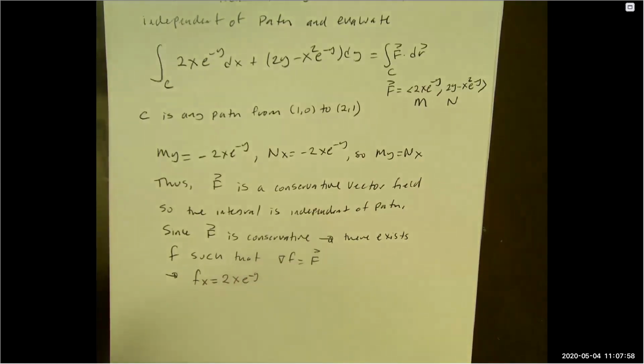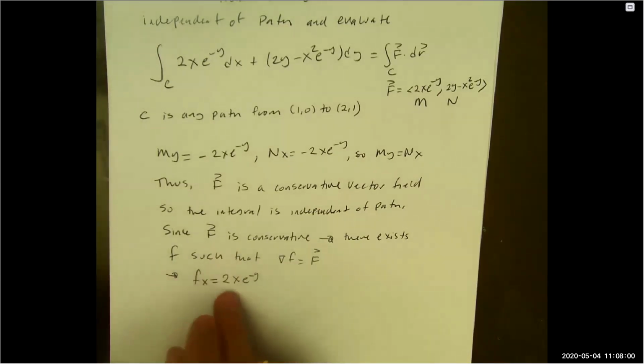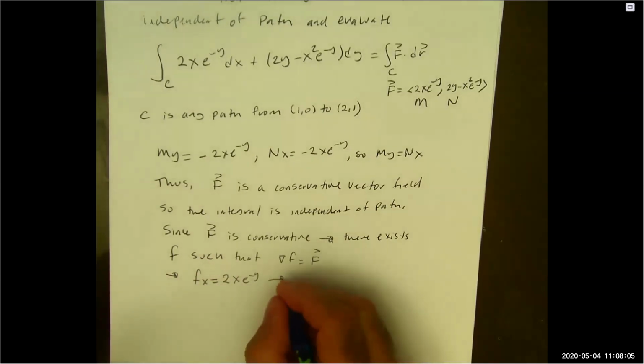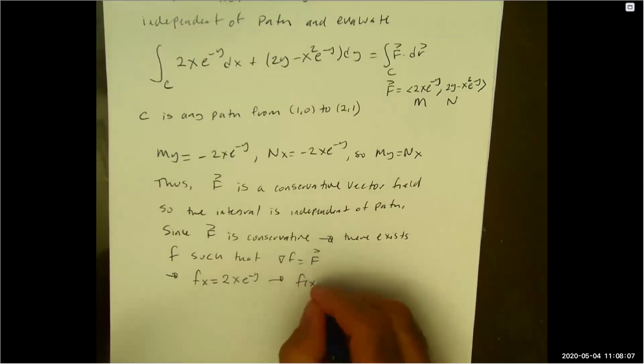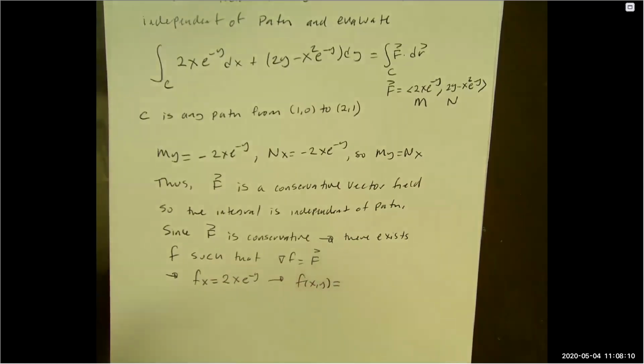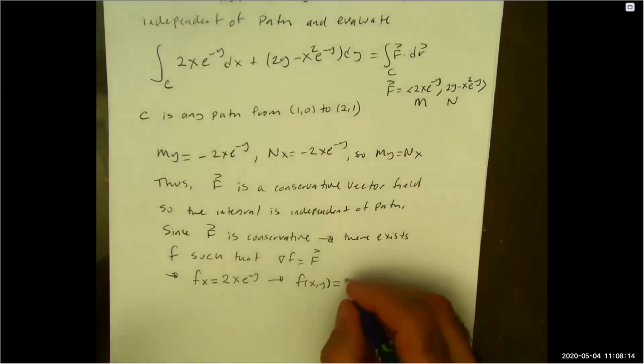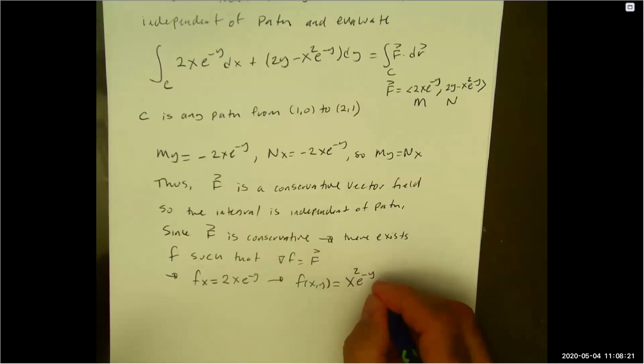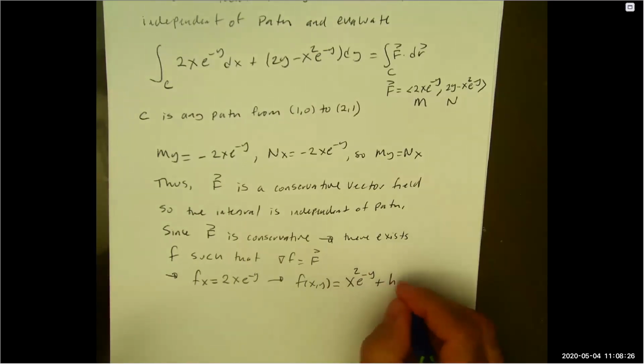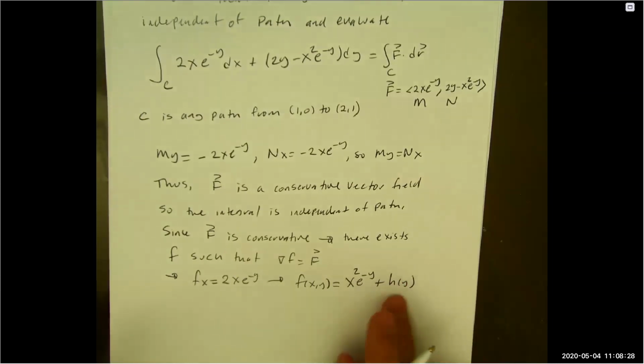And so to find f, we just need to integrate this. We're going to integrate with respect to x. So when we integrate with respect to x, we're going to get f of x, y is equal to what? x squared e to the negative y plus a constant. And that constant is going to look like some function of y. So we'll just call that h of y. Because if I differentiate this with respect to x, I would get 0 for this one.